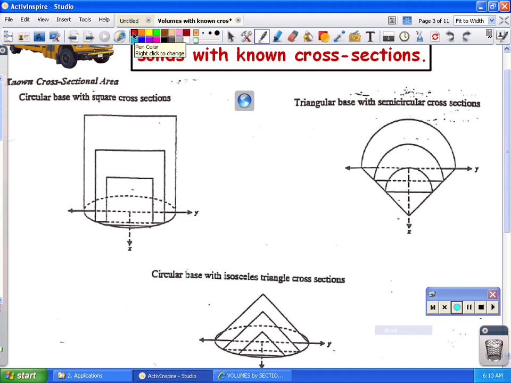The plate of the cake is the circle. So this is the base that the cake sits on. In this case we have a circular base, but the cake itself is a series of squares that are getting bigger. I have a website that I'm going to show you in just a second to give you a better idea of what these solids actually look like.